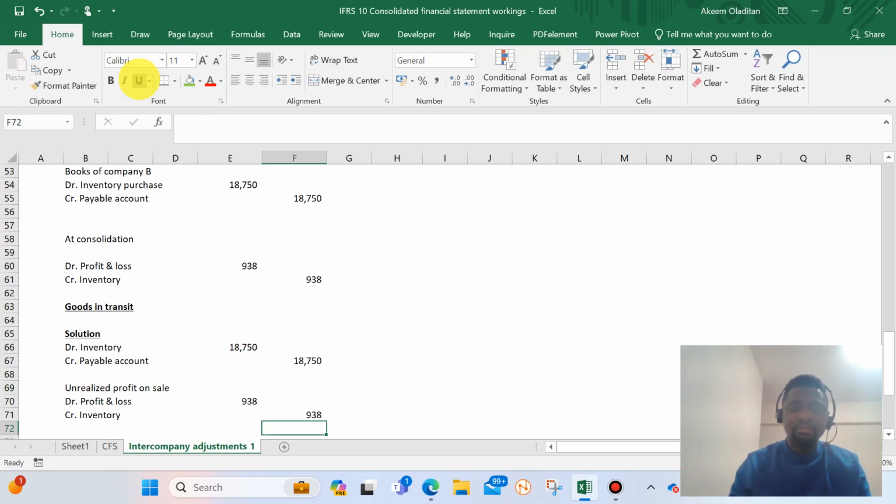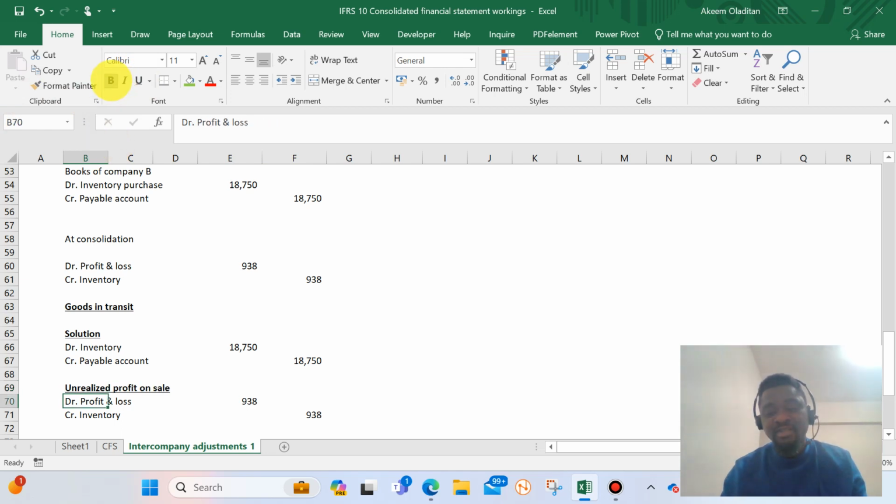For the purpose of our discussion here, we won't be going deep into the element of unrealized profits to the extent that Company B now sells the item at maybe a certain price above the purchase price from Company A. So that's another explanation entirely. For the purpose of this consolidation, we'll be limiting it to this place.